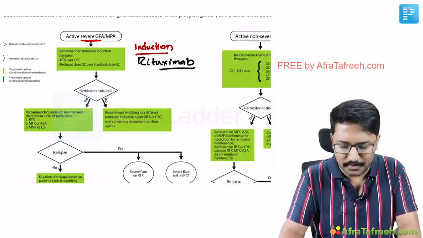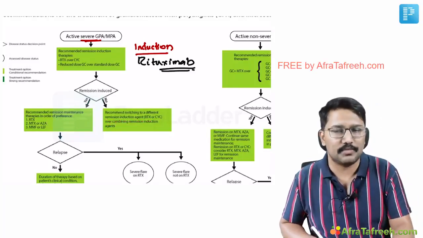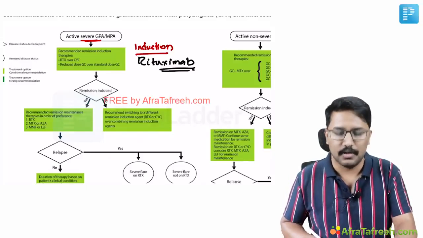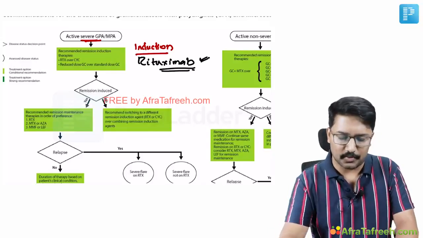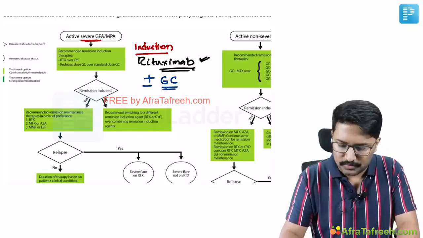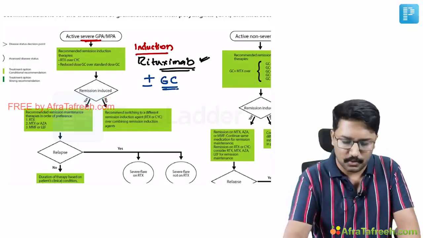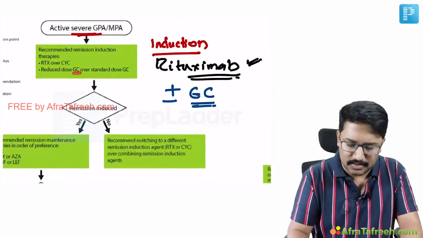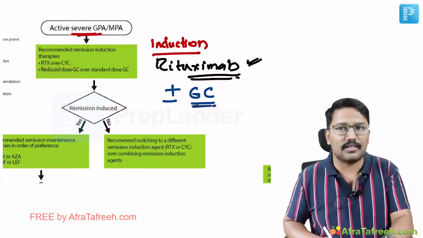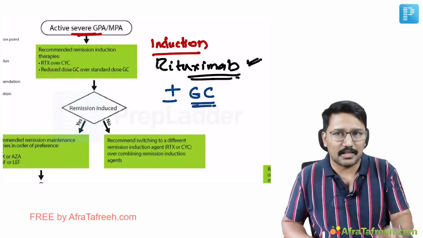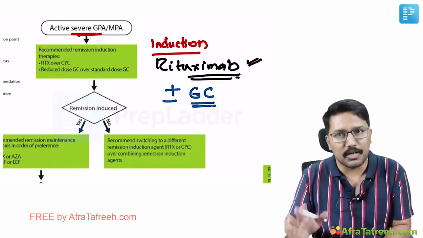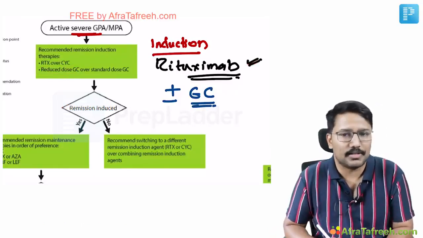So if you're talking about a patient with granulomatosis with polyangiitis who is currently going through severe, active disease, we will be inducing with rituximab, with or without glucocorticosteroids. The recommendation says glucocorticoids can be used, but if you're using them, the recommendation is a reduced dose, not the standard dose. So the mainstay of induction is rituximab. You can add a reduced dose of glucocorticoids to the regimen if you want. And this is our induction regimen.